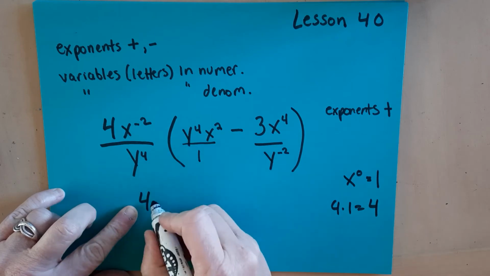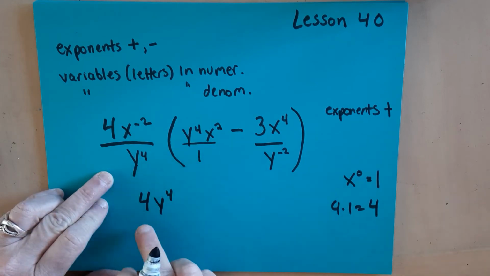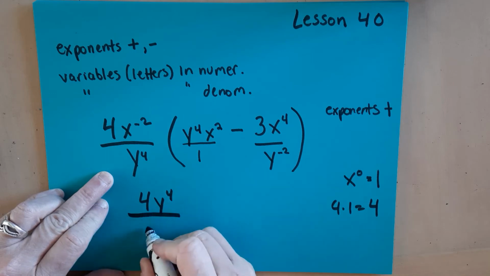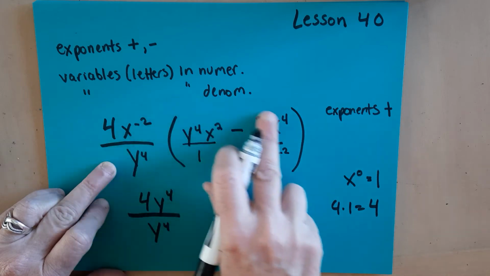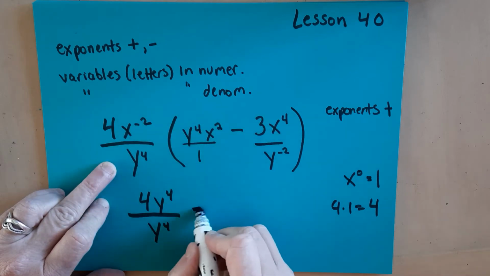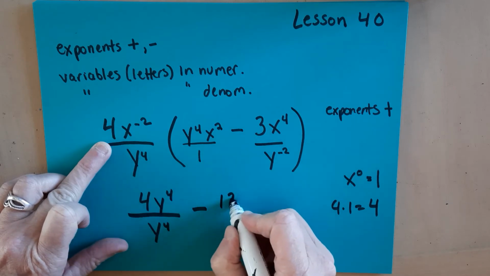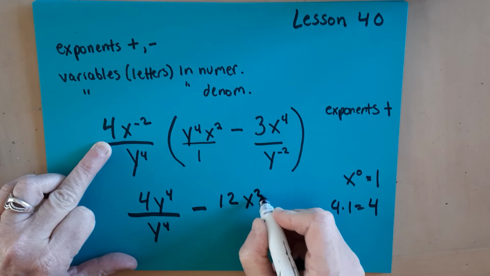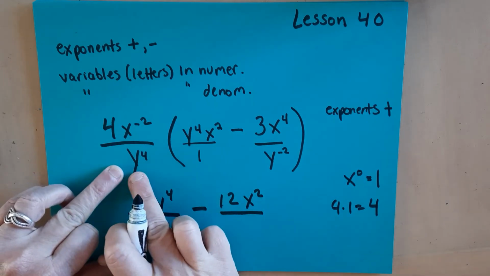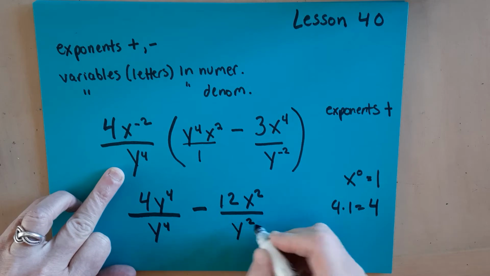So then we have a y to the 4th multiplied by y to the 4th times 1. That's what will be in the denominator. And now we're going to go ahead and distribute it to here, and we're going to watch this sign. We're going to put our minus sign there and do again 4 times 3 is 12. x to the negative 2 times x to the 4th is x squared. y to the 4th times y to the negative 2 is y squared.